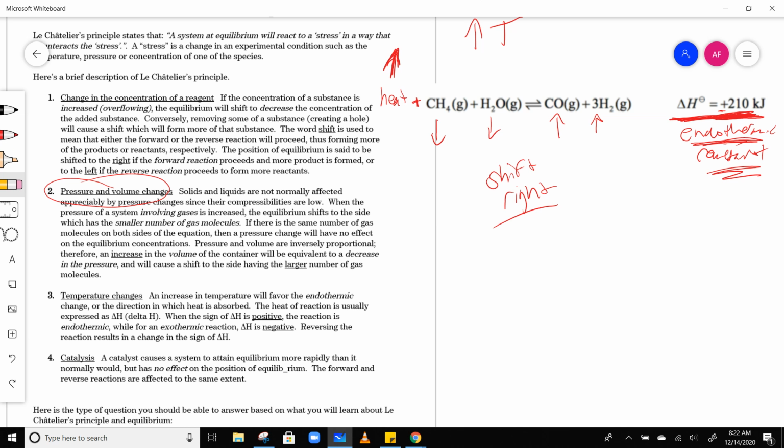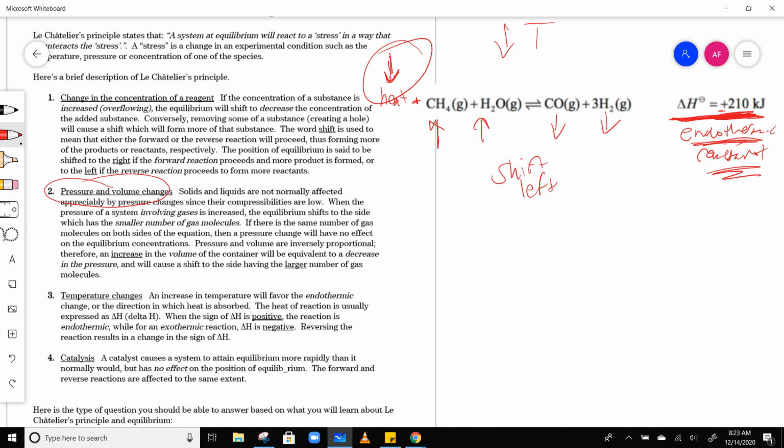If temperature goes down, that's like we're removing heat. So this goes down. We're creating a hole. So we need to fill that hole so that it's going to shift left. And we're going to get more of this, less of this, less of this, because we just created a hole there. So I think of temperature again in terms of endothermic, exothermic, and as if it's like concentration, as if it's just another reactant or product. If it's endothermic, it's in the reactant side. If it's exothermic, it's in the product side.